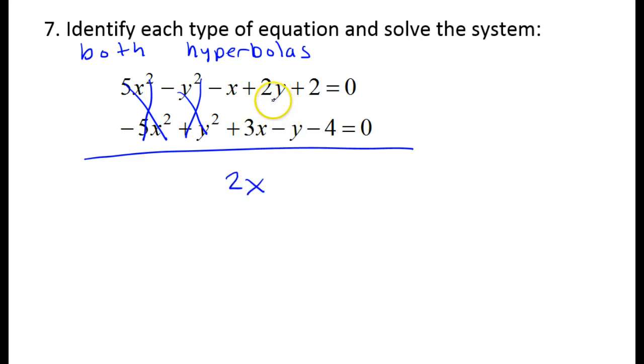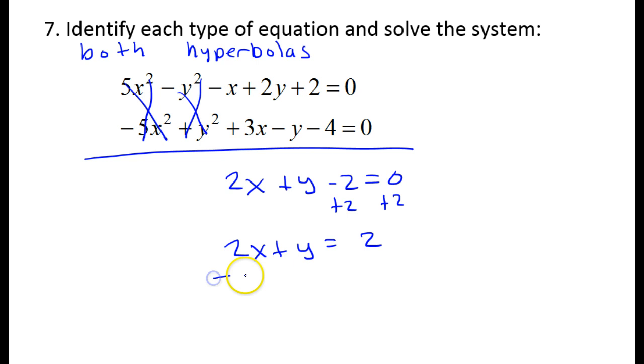Let's see, 2y minus y, that's just y. 2 minus 4, that's -2, equals 0. Okay, what's the point, you ask? Well, I'm going to add 2 to both sides. So now I've got 2x plus y is equal to 2. Now I'm going to subtract 2x from both sides. So that's going to give me y is equal to -2x plus 2.